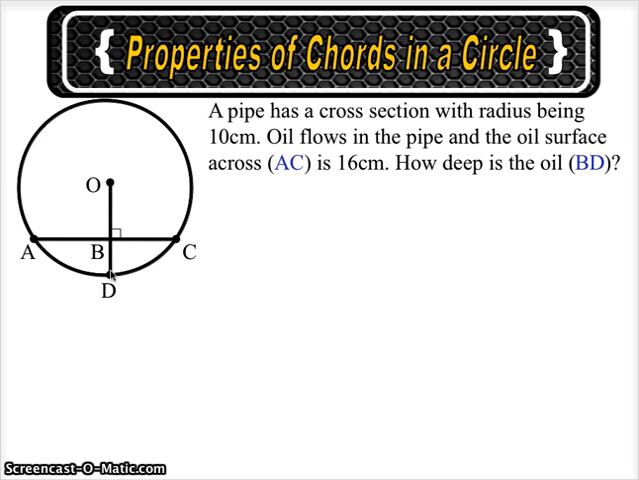The properties tell us that when we have a chord and the radius, it will generate a 90-degree angle and two bisected segments, meaning AB is the same distance as BC. We can also create another radius. This radius will help us since it generates the triangle we need.